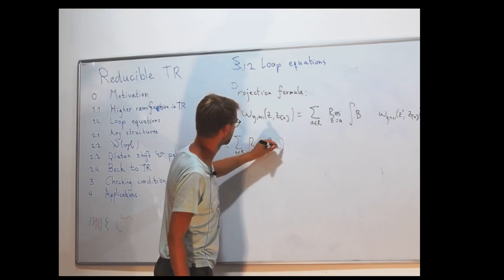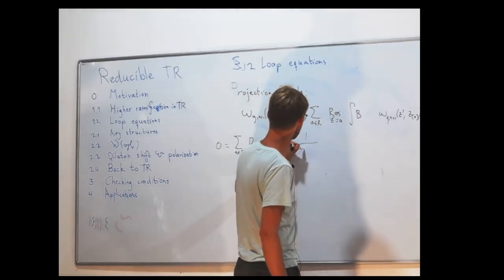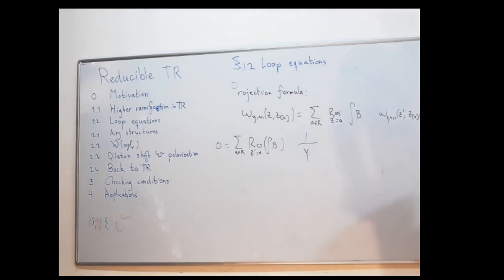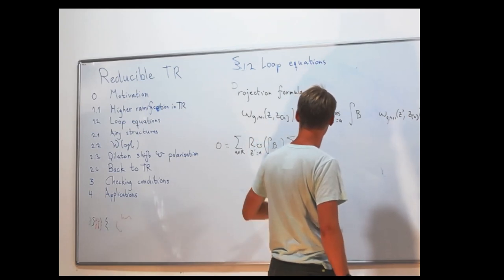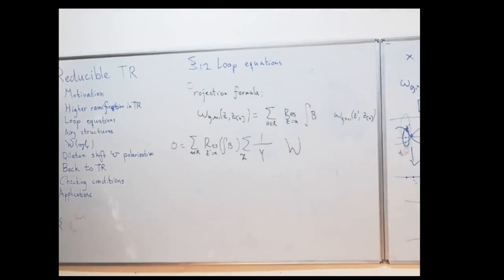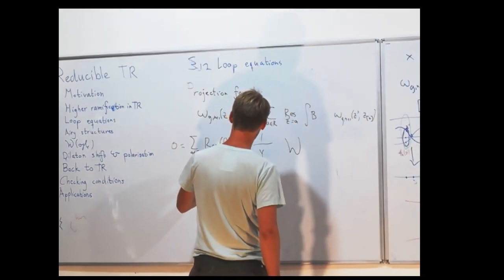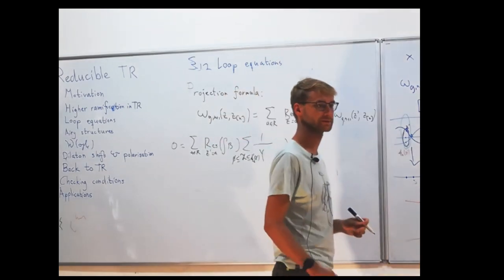Again, this integral over B. And again, we've got some 1 over y factor, which is just this kind of thing. Of course, we have a sum over all z's now, fancy z's. And we've got these kind of things. This is all very sketchy, I know. But I would like to emphasize that the difference here is that this may now be empty. That's really the only difference.